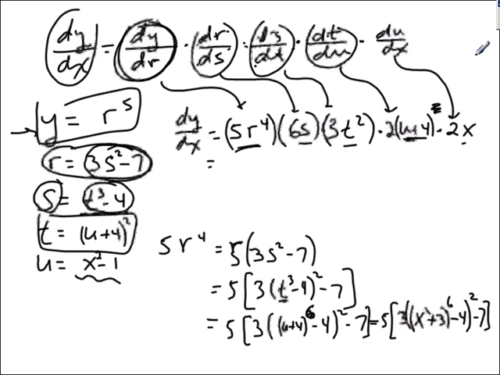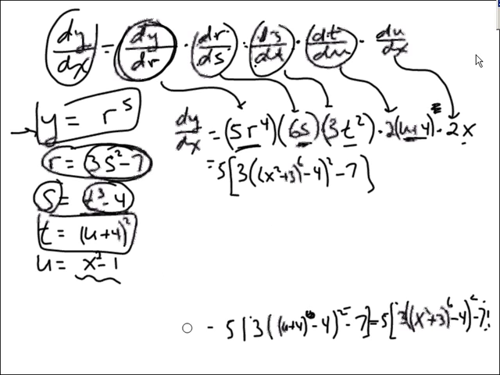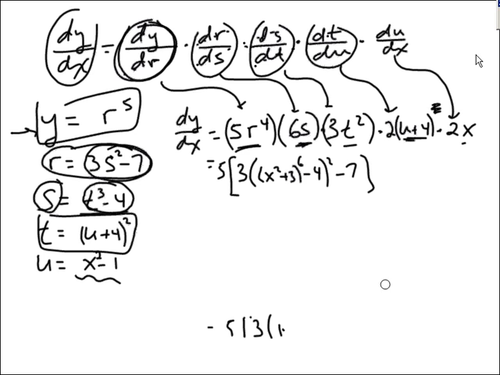That's what goes right here. 5 times 3 times (x squared plus 3) to the 6th power minus 4, all of that squared, minus 7, times 6s. Can we just keep back substituting? Just substitute back. We now need to know what 6s is. And here's a good example of back substituting.